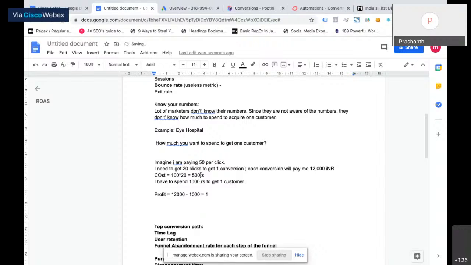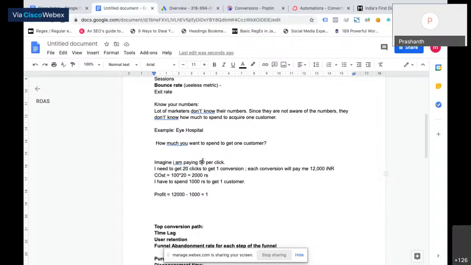20 clicks. So I'll say, Prashant, 2000 rupees you need to spend. So this will at least appear, right, rather than taking any numbers. Prashant, I need to get 20 clicks. If only I get 20 clicks, I get one customer. That is called conversion rate.